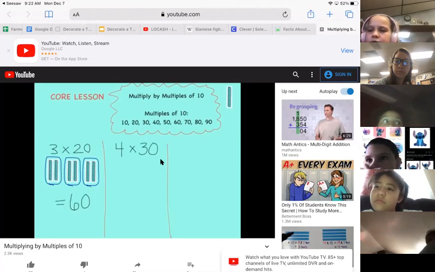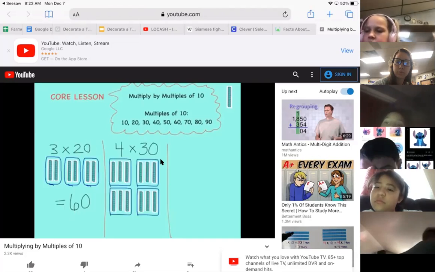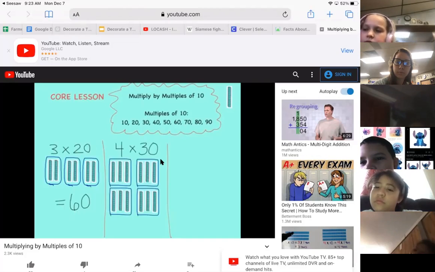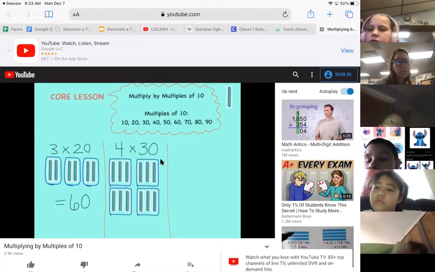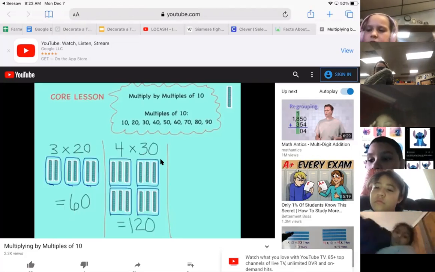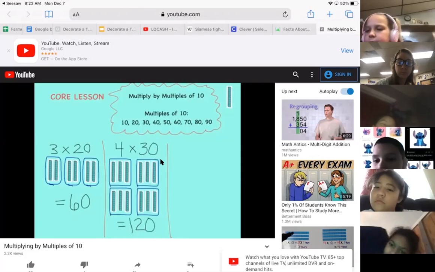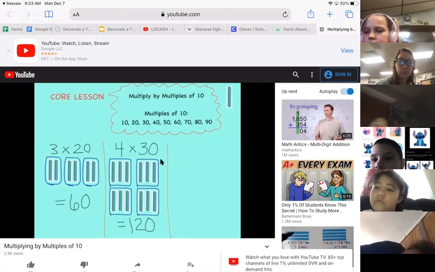4 times 30 means 4 groups of 30. Let's see how much that is. 10, 20, 30, 40, 50, 60, 70, 80, 90, 100, 110, 120. 4 times 3 equals 12, and we stuck the 0 from the 30 at the end of 12 to make it 120.